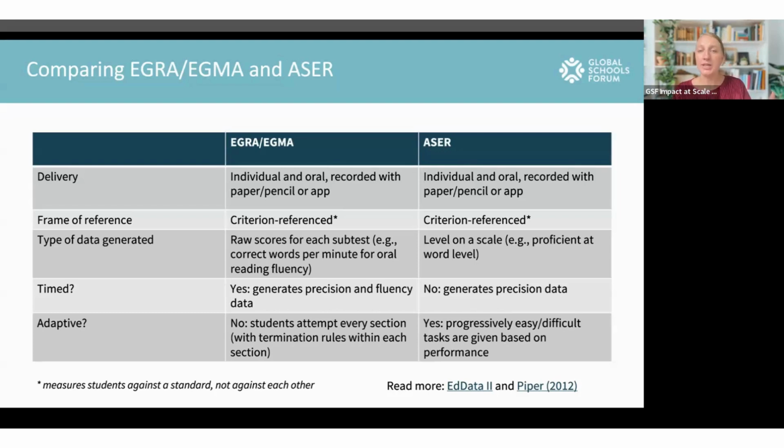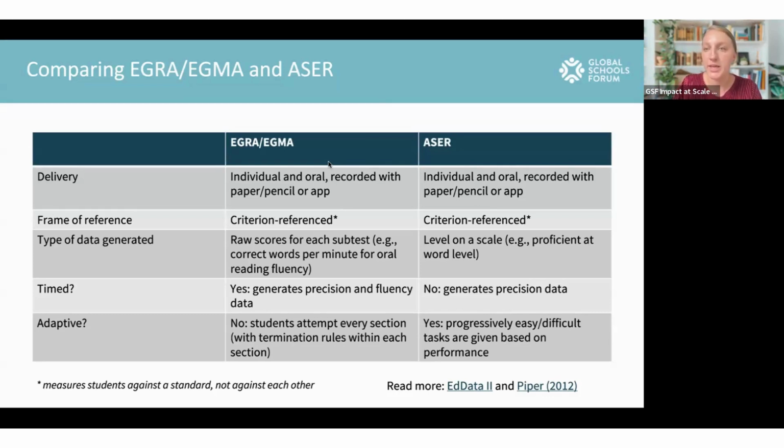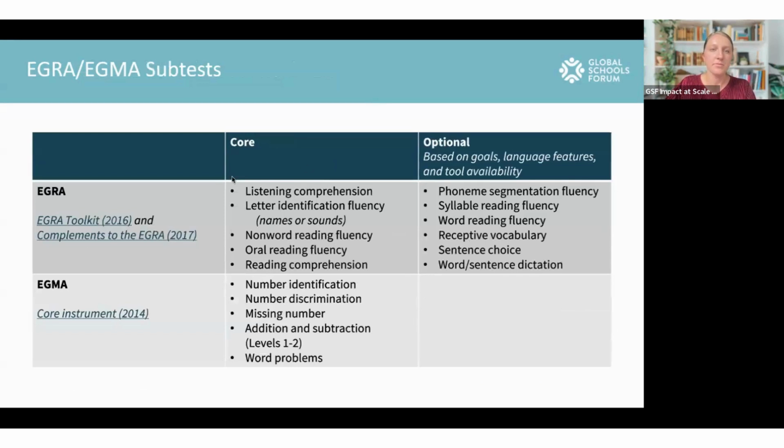EGRA and EGMA are not adaptive, so students, no matter how they perform on one subtest, go on to take the rest of the subtests. But USSER is adaptive, meaning that they'll only do the more difficult tasks if they've demonstrated mastery with the easier ones.